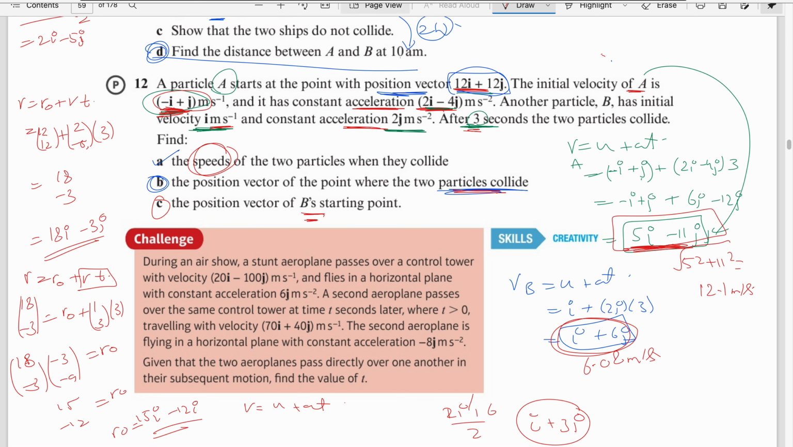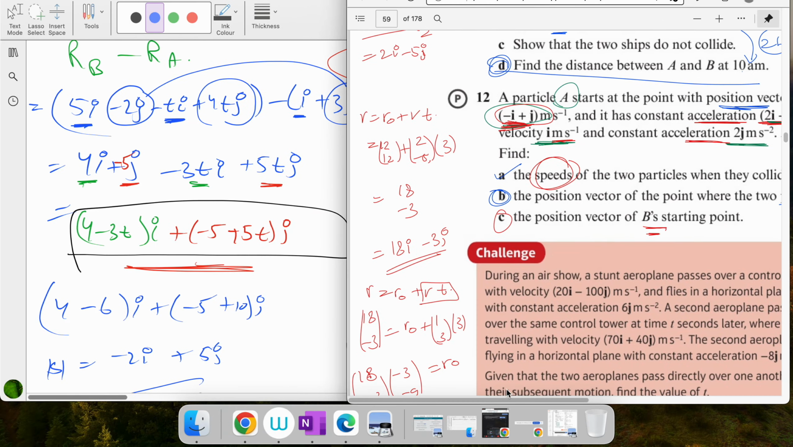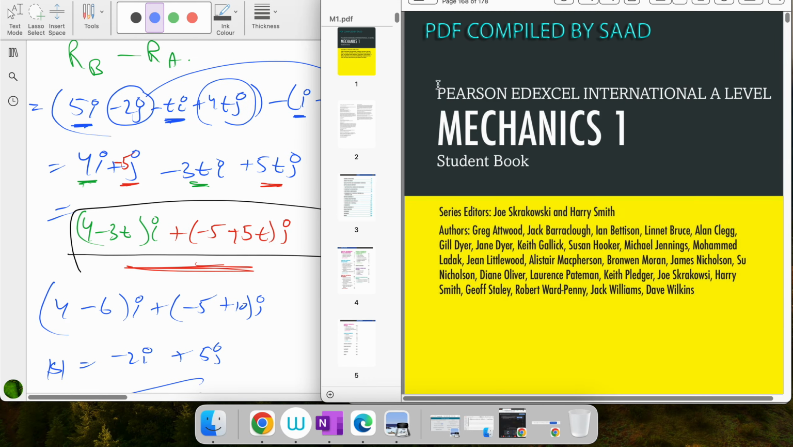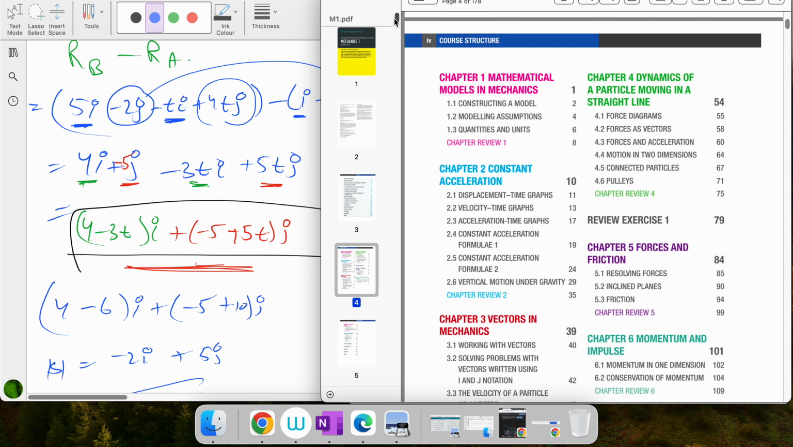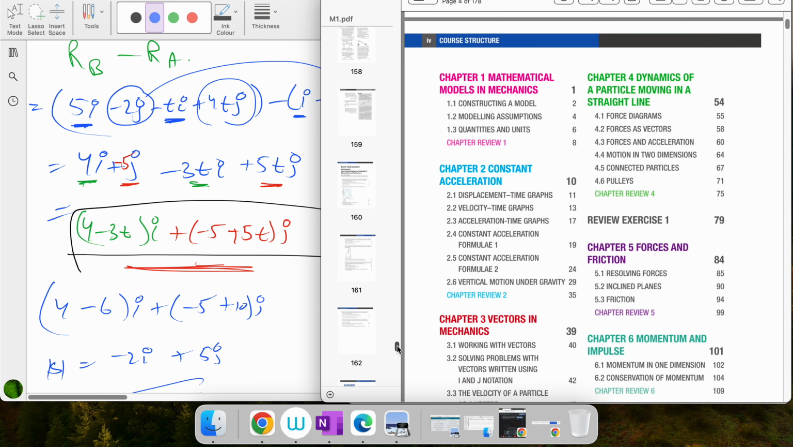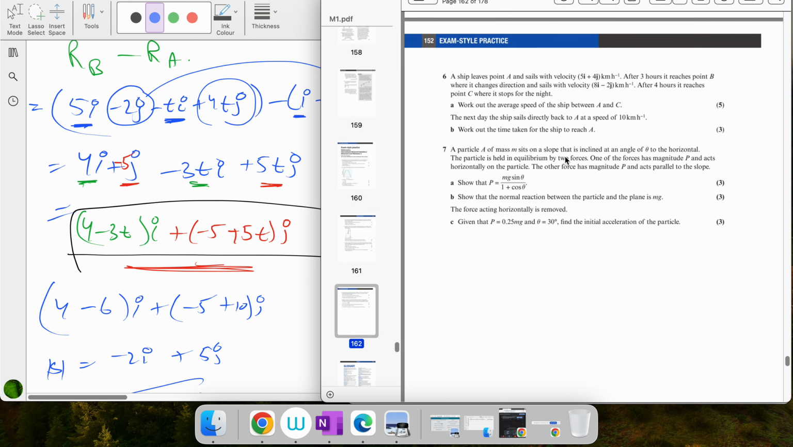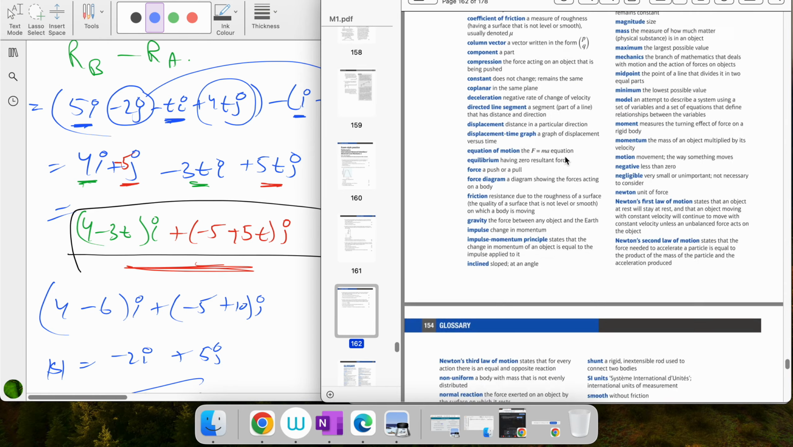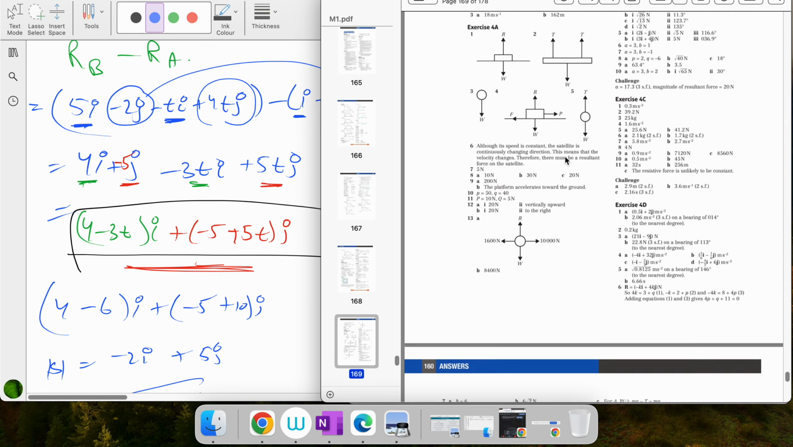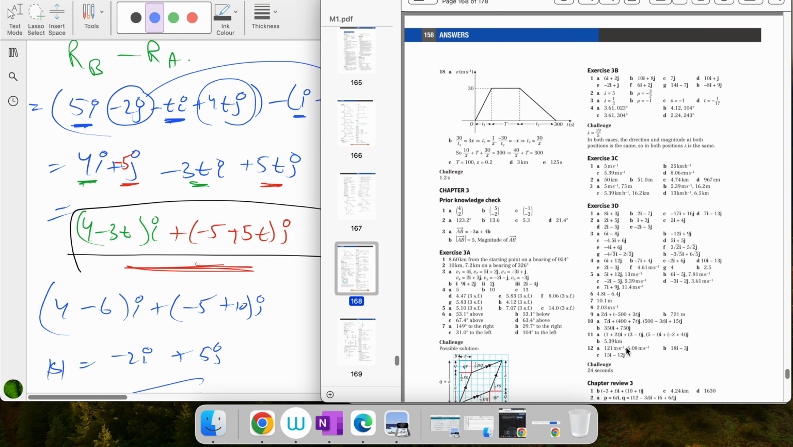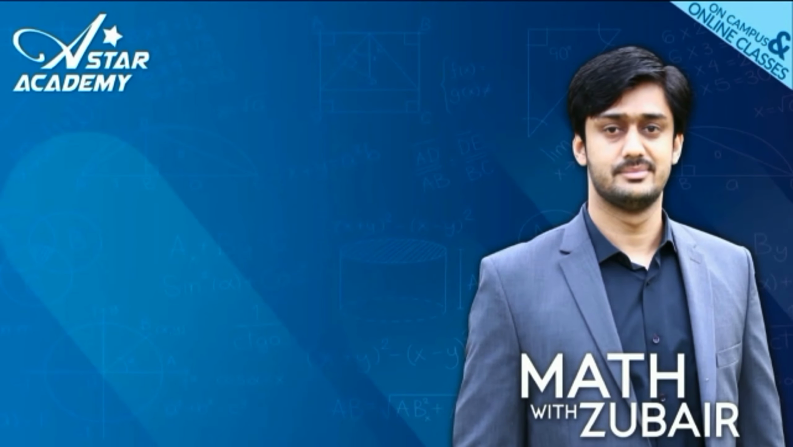Let us check the answers. Exercise 3D: 15i, 12j, 18 and 3. Now all answers are correct.